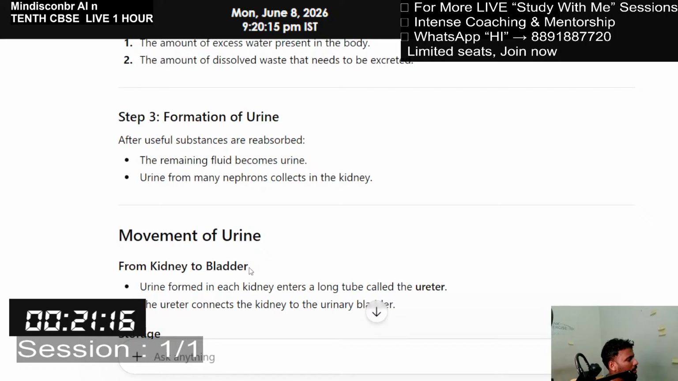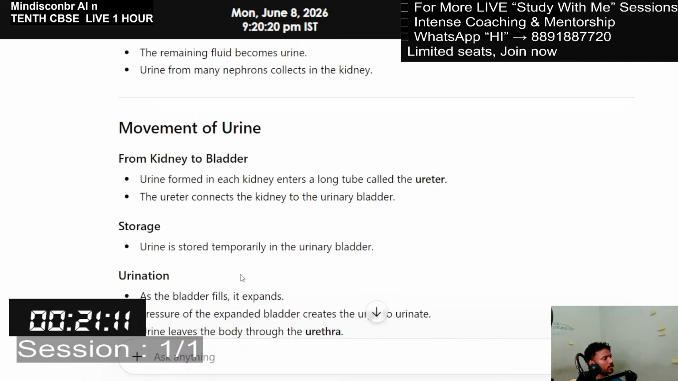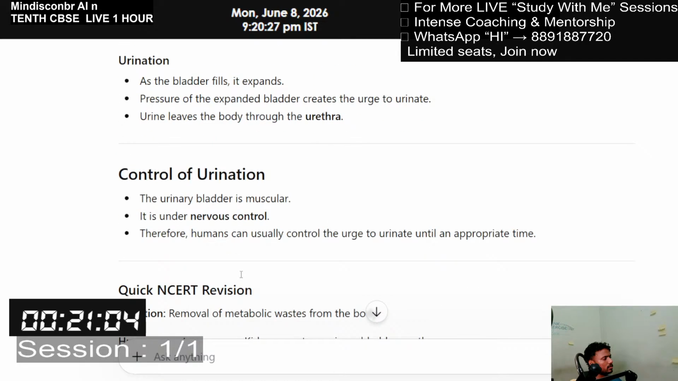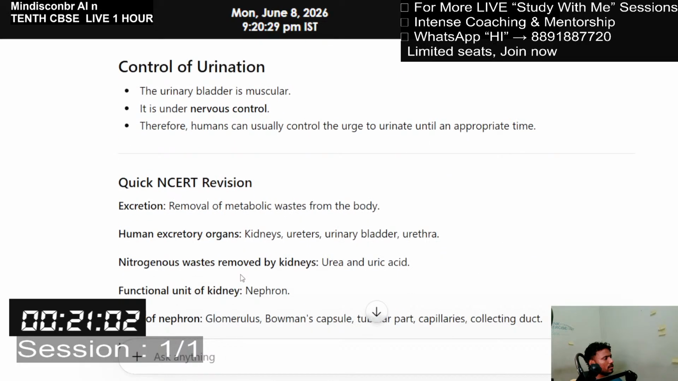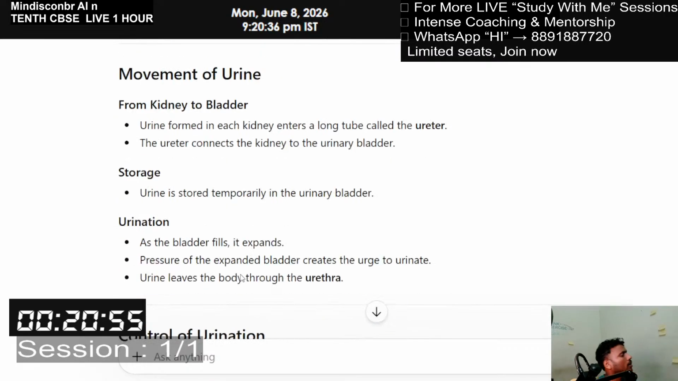Urine from many nephrons collects in the kidney. Movement of urine, excretion, from kidney to bladder. Urine formed in each kidney enters a long tube called the ureter, and the ureter connects the kidney to the urinary bladder. There is one pair of ureters.